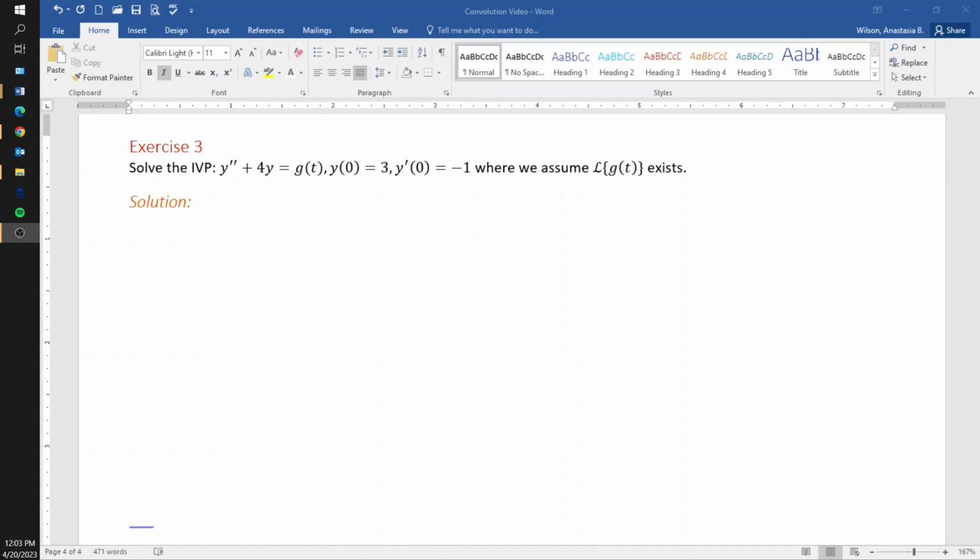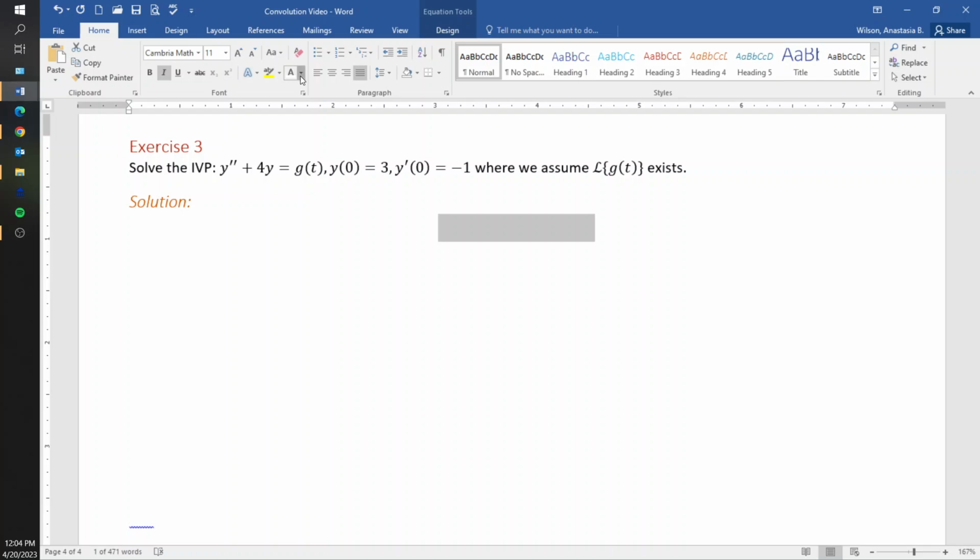Hello, in this video we are finishing our discussion of convolution by working through one more exercise. We're solving another initial value problem with a general right-hand side, similar to the previous exercise in the previous video, but notice that our initial conditions on our left-hand side are a little bit different. So again, we're going to assume that the Laplace transform of that general function does exist so that we can use the method of Laplace transforms.